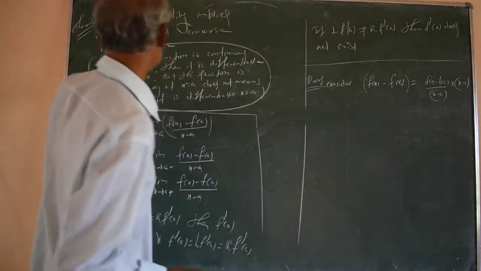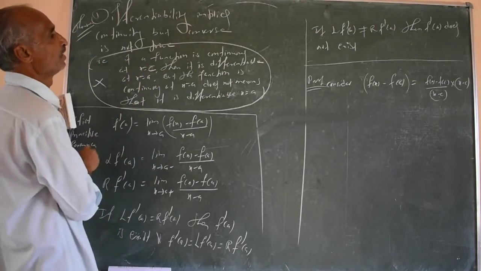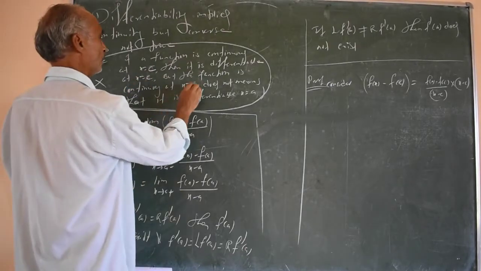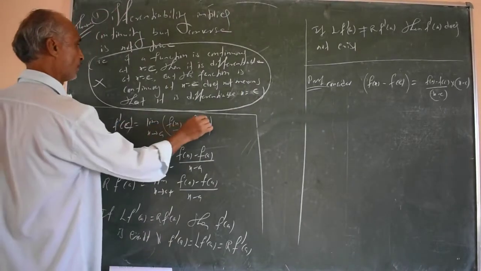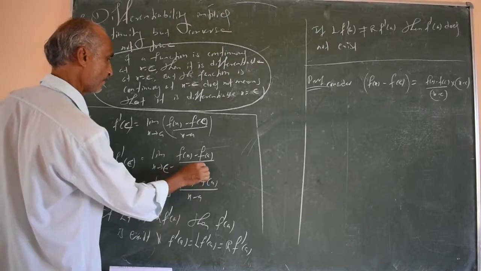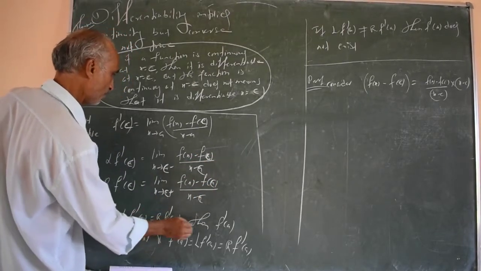Or even we can change the statement: if a function is continuous at x equals c, then it is differentiable at x equals c. Continuous at x equals c. Everywhere let us make it as c. Then a is a number, c is also a number. Let us make it as c.